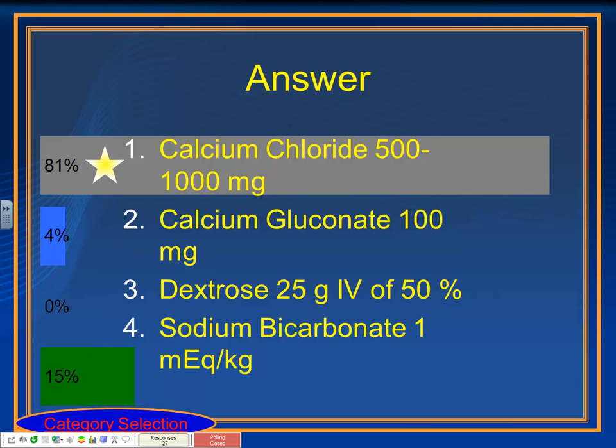Correct answer is calcium chloride. Can you give calcium gluconate too? Yes, they're pretty much almost the same thing. It is 500 to 1,000 of calcium gluconate. Exact same dosage. Why they're not just called the same doggone thing, I don't really know.